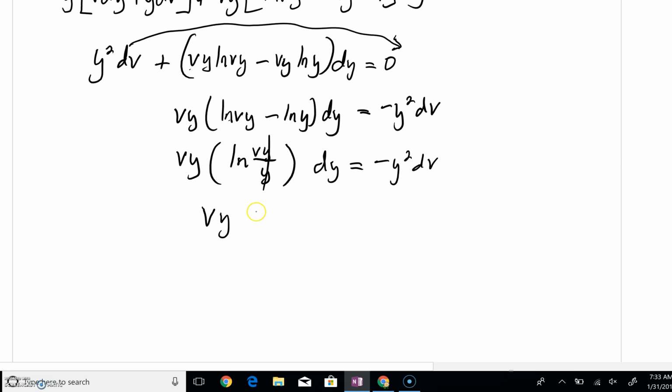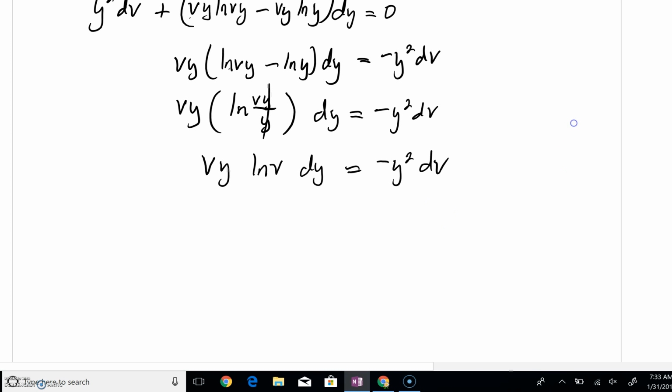So we've got our v ln of v, and here's your dy. And over here we've got our minus y squared dv. So tell you what, everything with y's we want on the left side, everything with a v we want on the right. So I'm going to divide both sides to do some moving around. I'm going to divide both sides by negative y squared, because I want my y's on the left. I want to get rid of this thing right here. Simultaneously, I'm going to divide by v ln of v. And that way these v's cancel out, and this ln of v is going to be gone too.